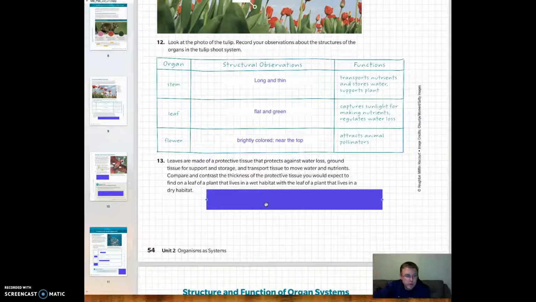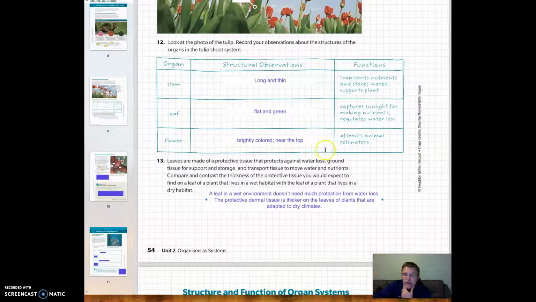Leaves are made of a protective tissue that protects against water loss. And so basically we're going to compare and contrast the thickness of the protective tissue that you would expect to find on a leaf of a plant that lives in a wet habitat compared to a leaf of a plant that lives in a dry habitat. Okay, so function-wise, if you have a leaf that is in a wet environment, there's not a need for it to protect against water loss. There's plenty of water in the environment, so it can just get more water in whenever it wants.